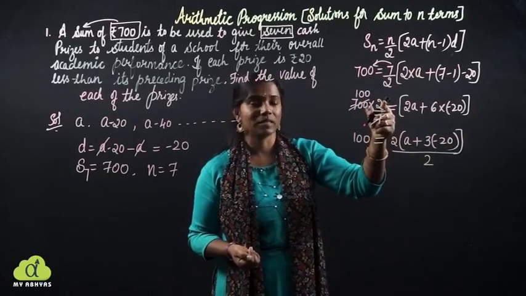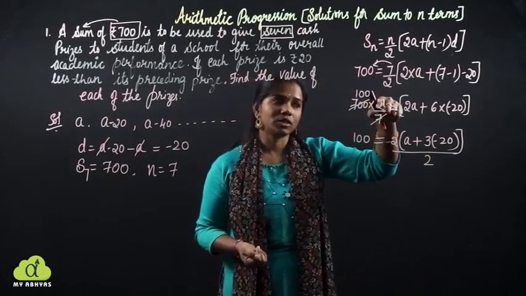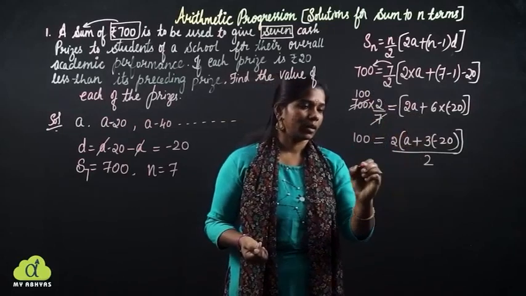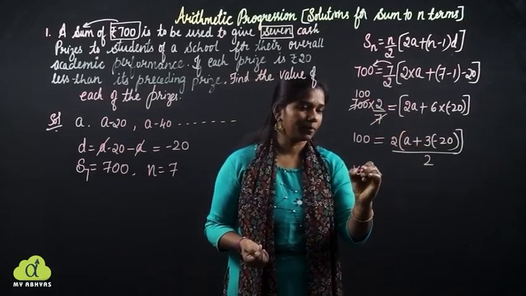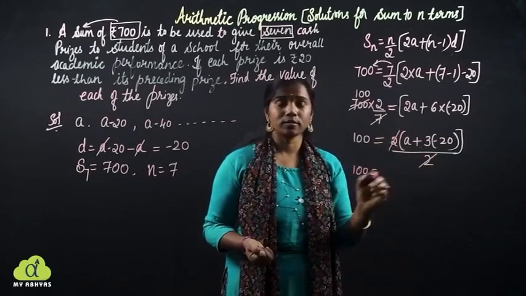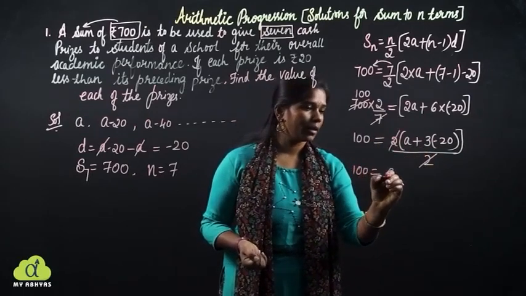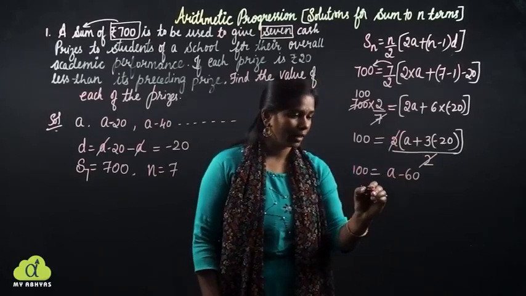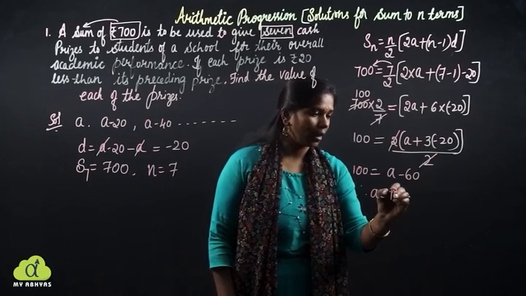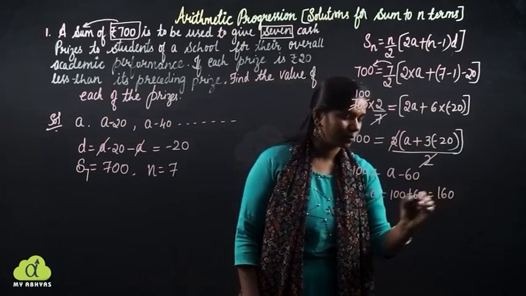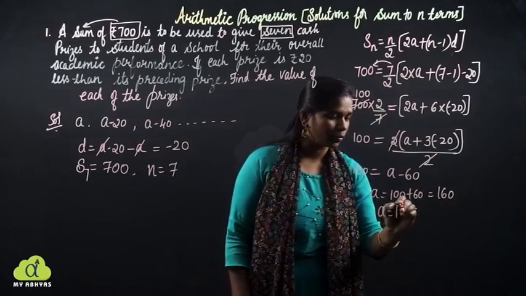This 2 is on the LHS, and I just shifted it towards the RHS. Clear? Okay. Now 100 is equal to, this 2 and this 2 get cancelled, a minus 60. Therefore, a is equal to 100 plus 60, which is equal to 160. So, what is the meaning of a is equal to 160?